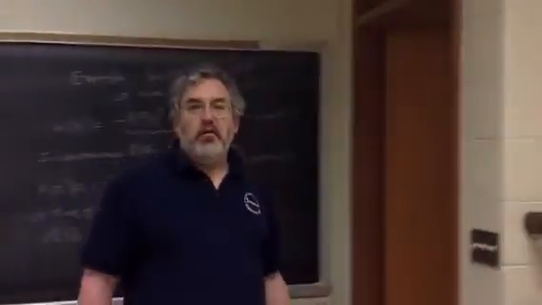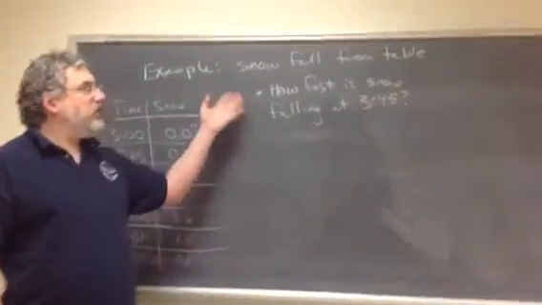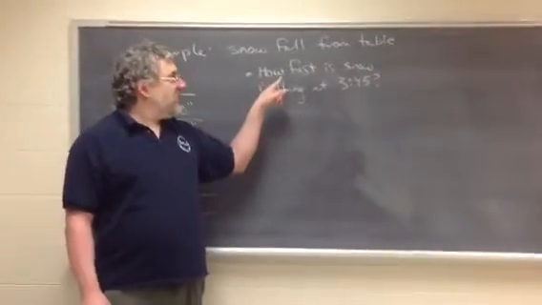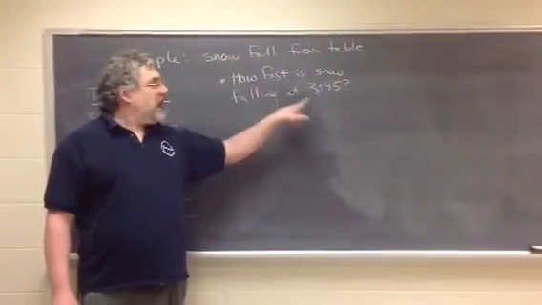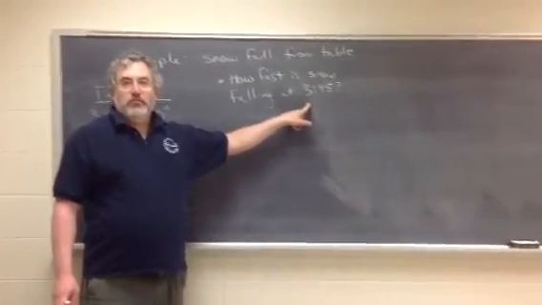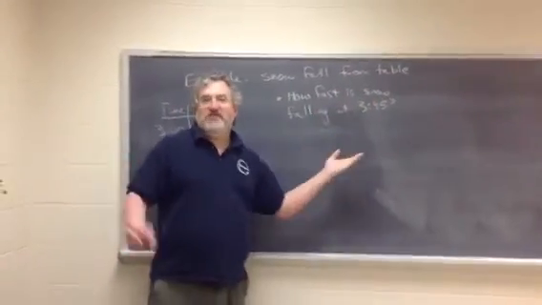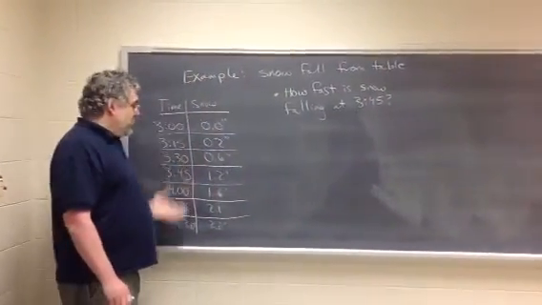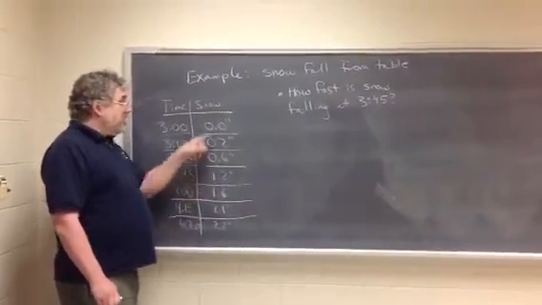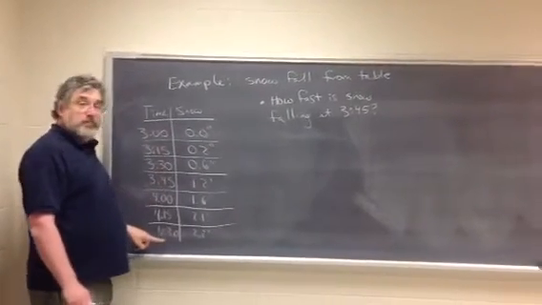Suppose we're going to measure snowfall and rates of change of snow. How fast snow is falling. So for example, from a table, which I'll show you in a second, how fast is the snow falling at 3:45 in the afternoon? Perhaps in the morning, depending. AM, PM, doesn't really matter. Here's our table. Here's our table of snow values. These are in inches. This is time.